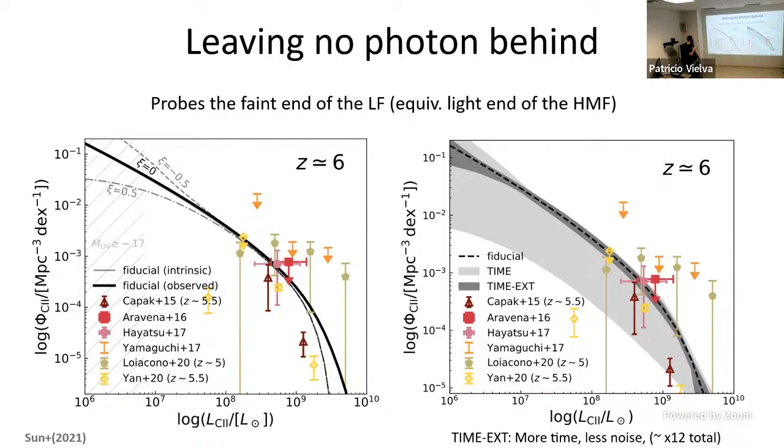On the contrary, with intensity mapping, this is a forecast for the survey time. You would be able to probe the luminosity function down to much lower luminosities. Right now, we are limited by very small experiments because we are in a pathfinder stage, but we will be able to reach, with future generation experiments, very good measurements of the luminosity function.